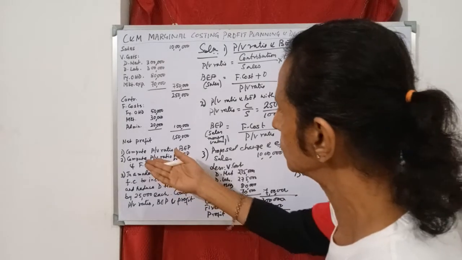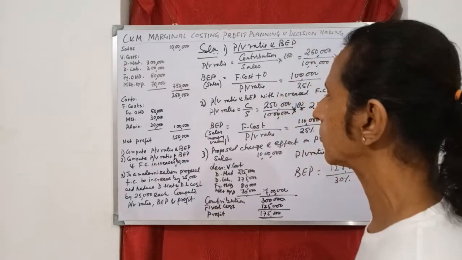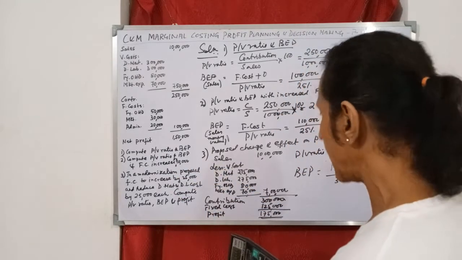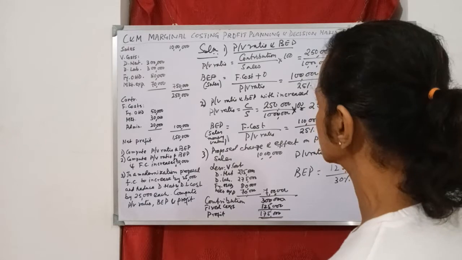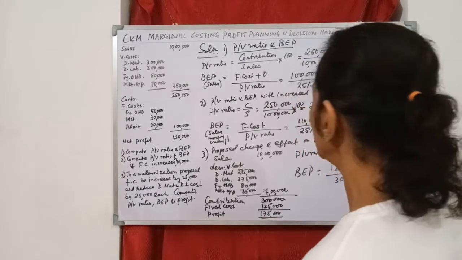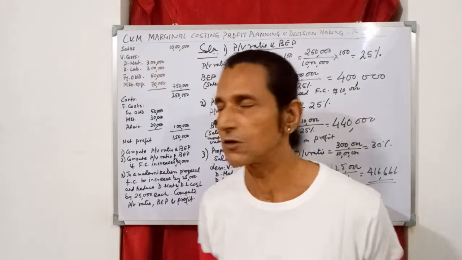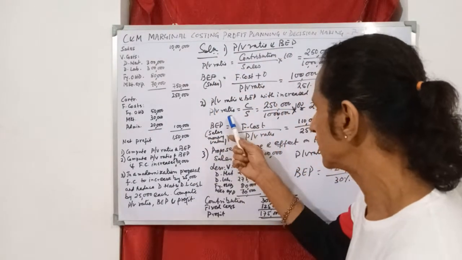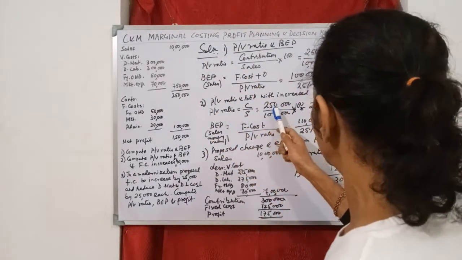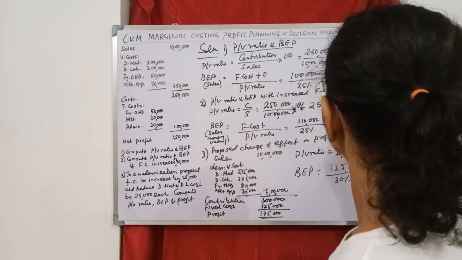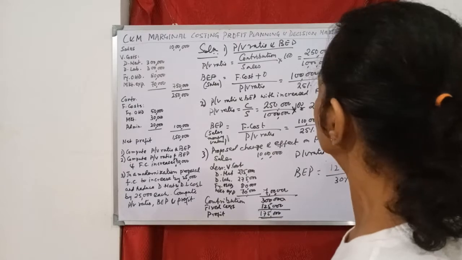Now come to number 2. Compute PV ratio and break-even point if fixed cost increases by 10,000. As a result of increase in fixed cost, the PV ratio will remain unchanged because the formula of PV ratio does not contain fixed cost. So PV ratio will remain 2,50,000 by 10 lakh equals 25%, as in question 1.